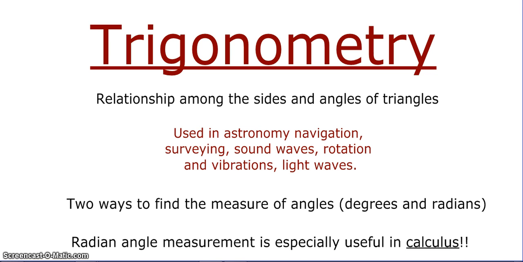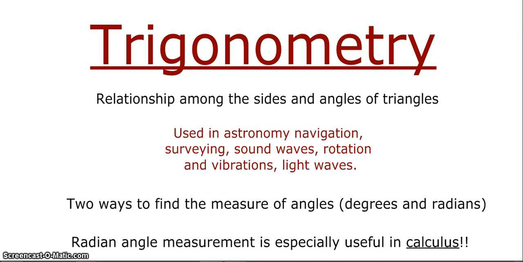In general, it's just a relationship among the sides and angles of triangles. It doesn't have to be used in triangles, but that's commonly what we use it for, or where we see it. It's used in astronomy, navigation, surveying, sound waves, rotation and vibrations, light waves. So those are just some examples of where we see uses of trigonometry.